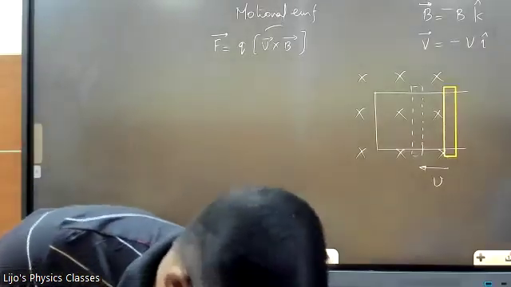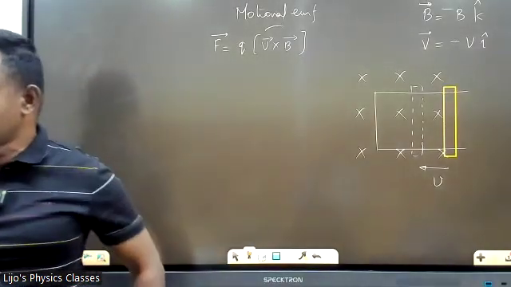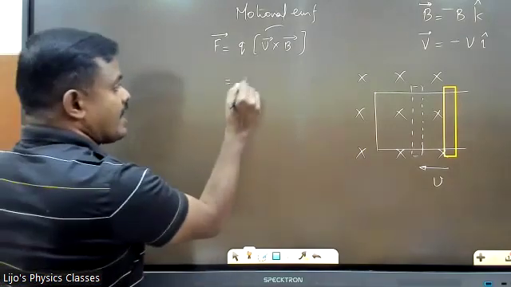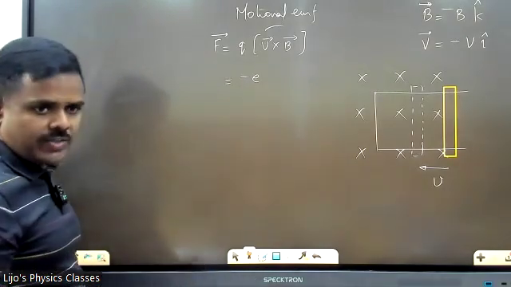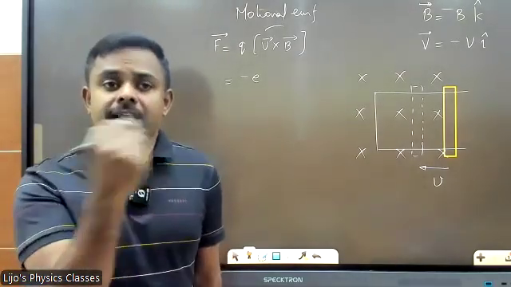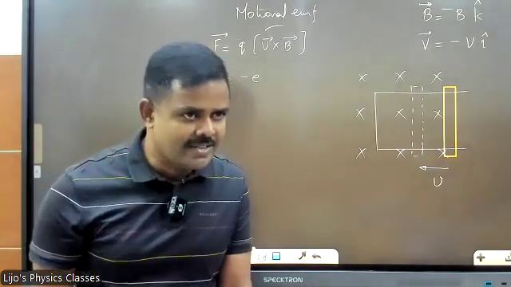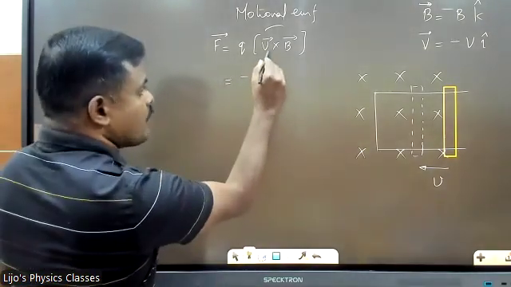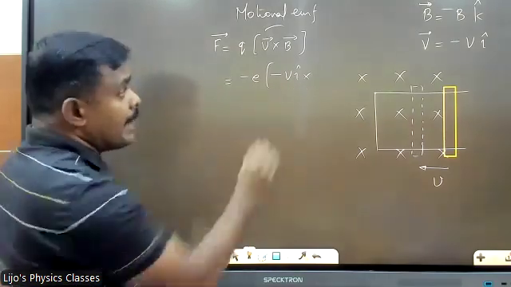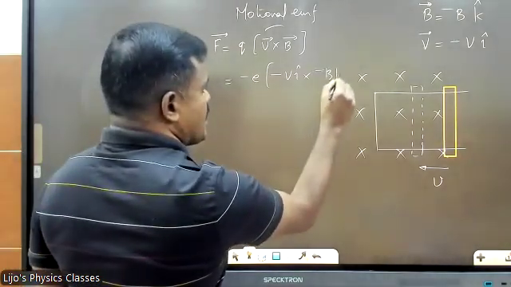F is equal to Q into V cross B. So I'm going to find out that force now. Look at this. What is the force on the electron? Charge of the electron is minus e. Electron's charge is taken as e, but I would rather put a negative sign. Why? Electron is negative. Into V, which is minus V i cap, cross B, which is minus B k cap.